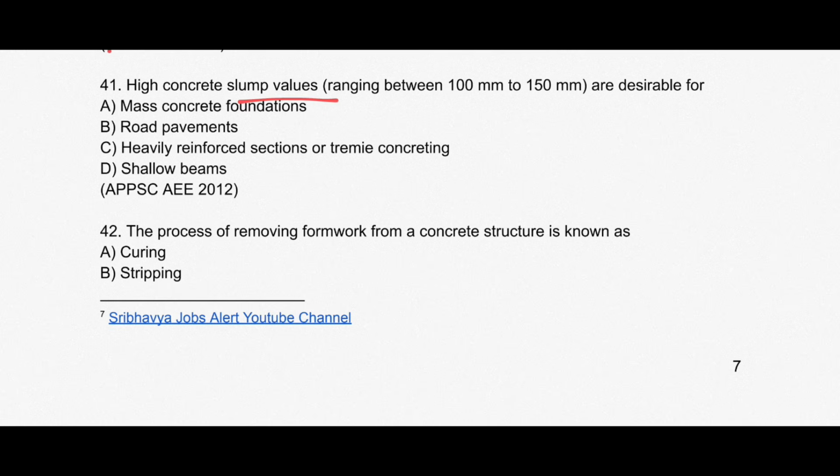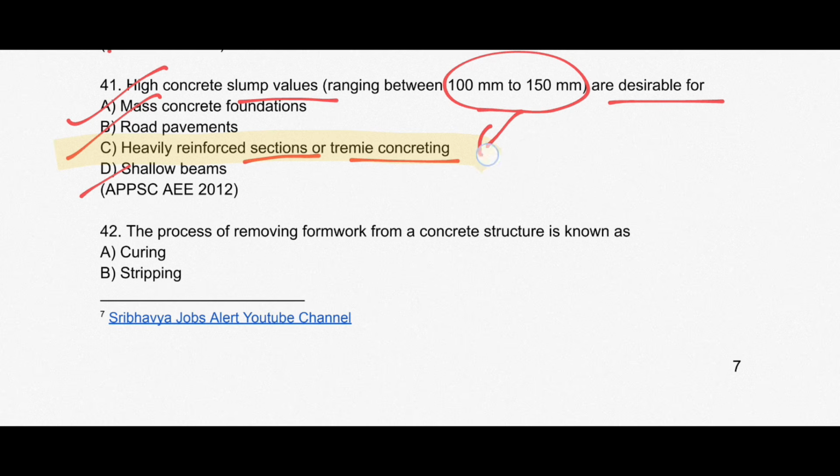High concrete slump values ranging between 100 to 150 mm are desirable for mass concrete foundations, road pavements, heavily reinforced sections, or trimmy concreting, and shallow beams. So the answer is option C, that is heavily reinforced sections. For heavily reinforced sections, we use high workable or high slump concrete. So the range is almost 100 to 150 mm. So it is suitable for heavily reinforced sections.